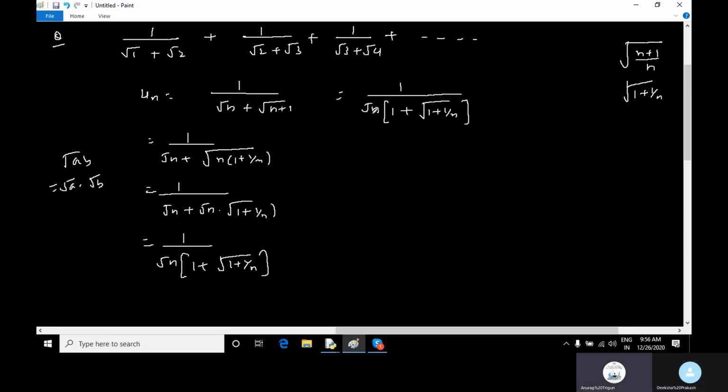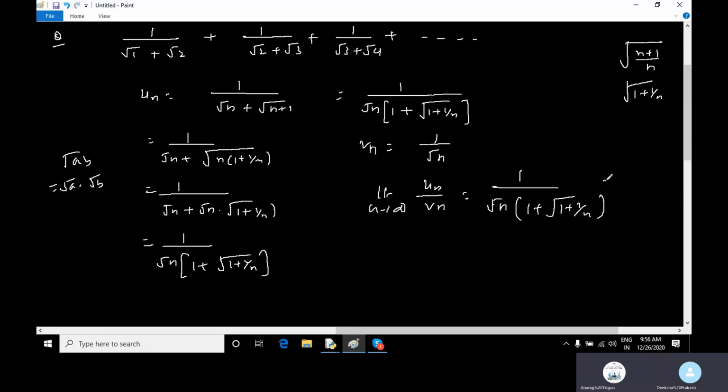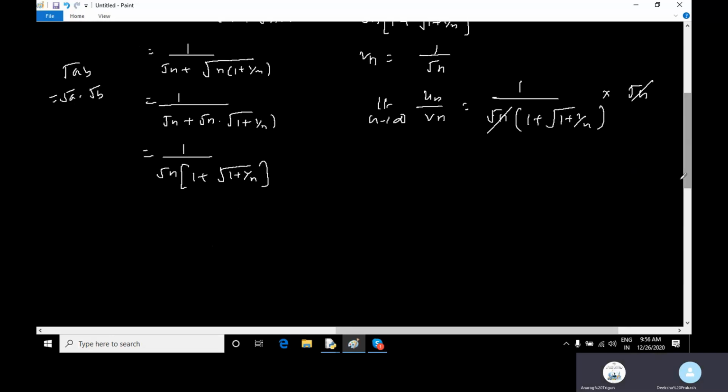Here you cannot decide directly because n is given, right? So V of n we have to choose. V of n is 1 by root n, I will choose that because I want to cancel it. So limit of n tends to infinity, un by vn is 1 upon root n into 1 plus root of 1 plus 1 by n. V of n goes in the reciprocal, so it becomes root of n. Limit of n tends to infinity: putting infinity, 1 by infinity is 0, 0 plus 1 is 1, and the root of this gives 1 by 2.